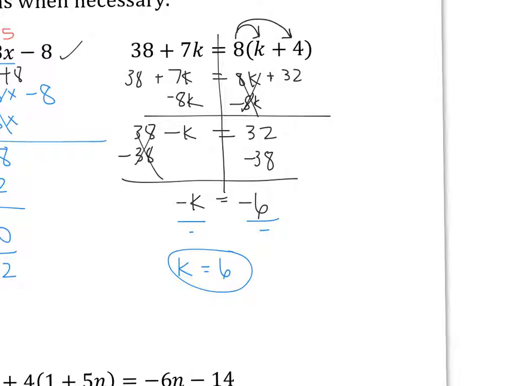Now I want to check my work to make sure that I'm right. So I'm going to plug 6 back in where I see k here and here. So 7 times 6 is 42, and 38 plus 42 gives me 80. So this left-hand side turns out to be 80. If I plug in 6 here, 6 plus 4 is 10, and 8 times 10 is 80, so 80 equals 80. We are right.